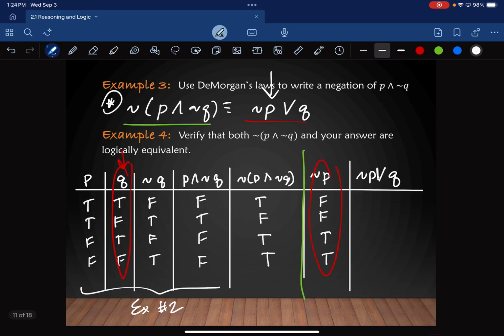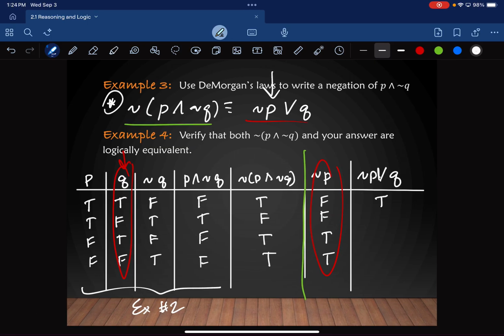That is true for a disjunction. On the second row, I have false underneath Q, and I have false underneath tilde P. That is false. Third row, I have true underneath Q, and I have true underneath tilde P. That's true. And then the last one, I have false underneath Q, and I have true underneath tilde P. That's true.